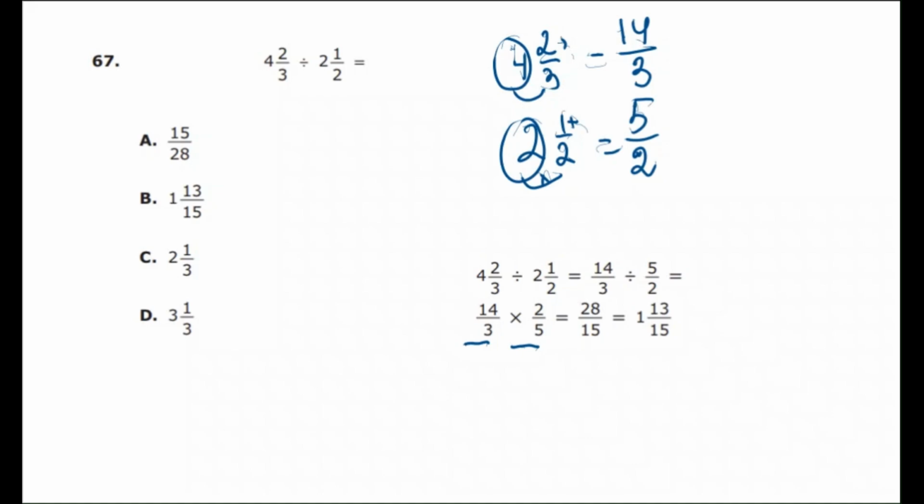Step 3. Multiply the fractions. Now, multiply the numerators and denominators. Step 4. Convert the improper fraction to a mixed number, if needed.